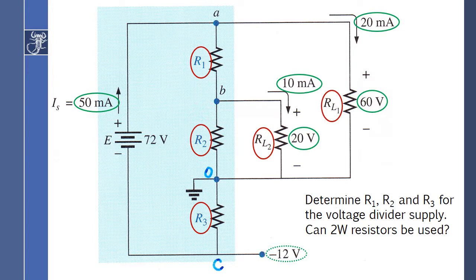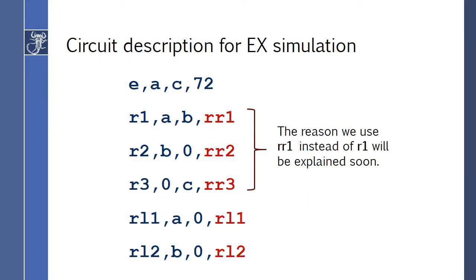Let's see now how we can solve this problem using the expert mode. The question is to find the values for the resistors and to figure out if 2 watt resistors can be used. This is the circuit description. Nothing new here except the fact that we're using RR1, RR2, and RR3 for the symbolic values of these 3 resistors. We will see in a moment why.